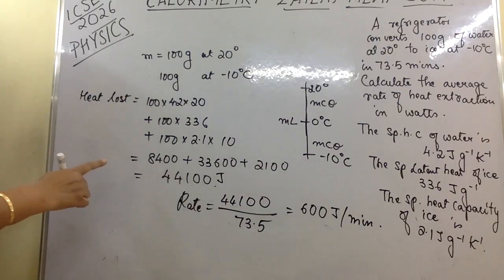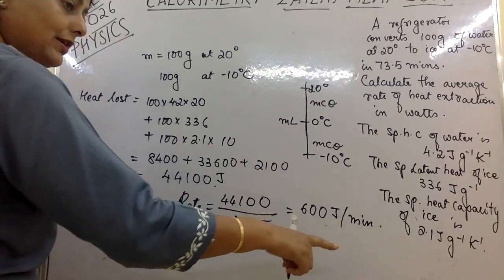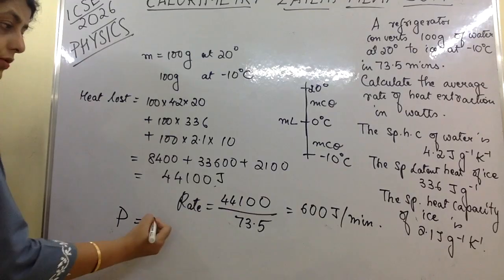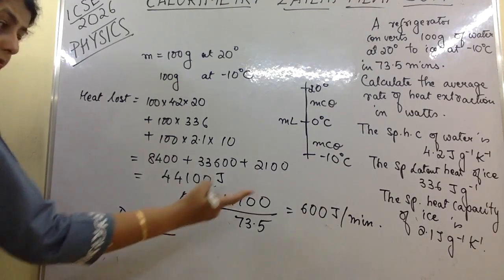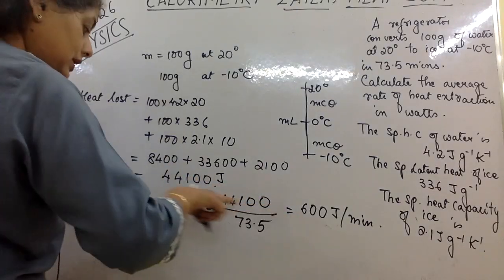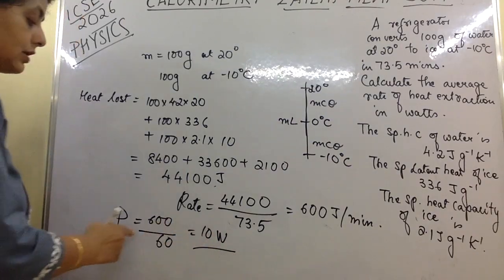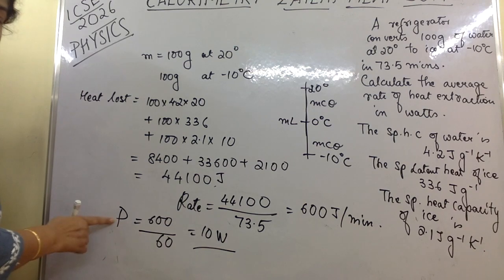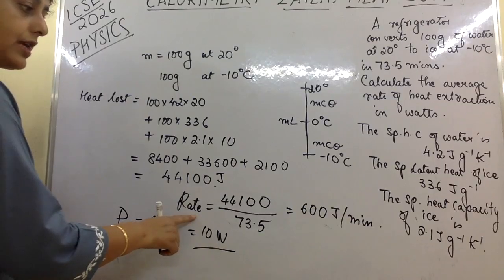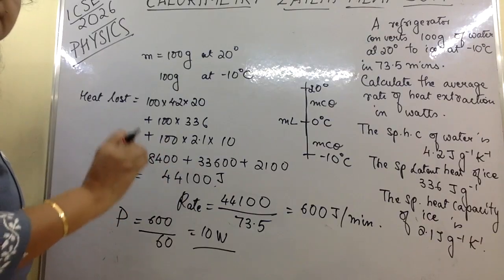Let's go back to the formula of power, which says they want the heat in joules and the time in seconds. So what we will do? Power is equal to 600 per minute, so I divide it by 60 to get per second, which comes to 10. I must write watts, because when this is in joules and this is in seconds, it comes in watts. Here you should write rate, don't write power here. If you write power here, you can't use this unit. So you have to be very, very careful about these things.